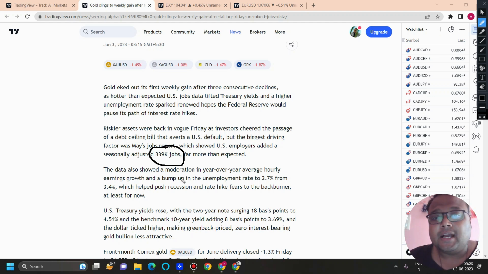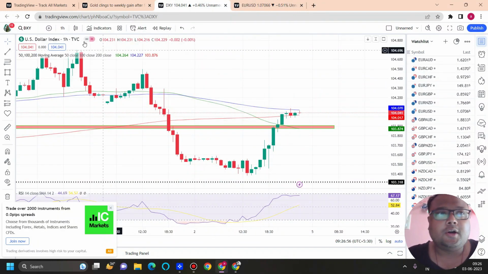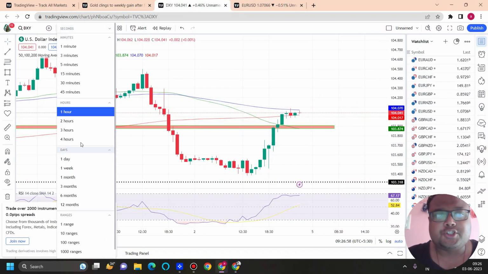But the problem was in the unemployment rate. The previous unemployment rate was 3.4% and the expectation was around 3.5%, but the number came out to be 3.7%. So it was mixed news, because of which, right after the market opening, though the dollar went up, it came down again. Within the first 30 minutes, it was very difficult to understand which direction the market would move because of the mixed result. But ultimately, because of this humongous number, we saw a very bullish dollar.